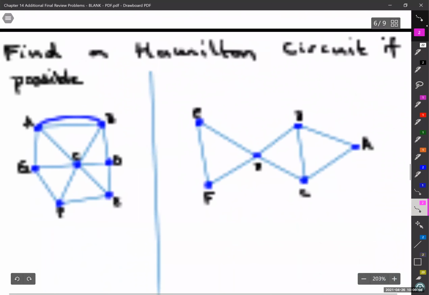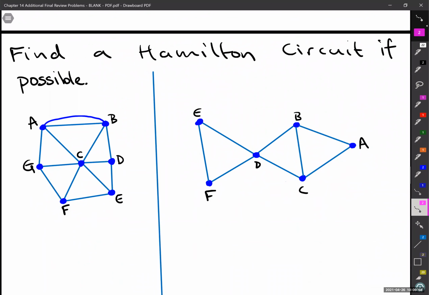Now, if possible, find the Hamilton circuit. So remember, Euler cares about edges, Hamilton cares about vertices. So an Euler circuit is a circuit that uses every edge exactly once and begins and ends in the same place. And a Hamilton circuit visits every vertex exactly once and begins and ends in the same place. So it's not necessary that we have to visit every edge for a Hamilton.